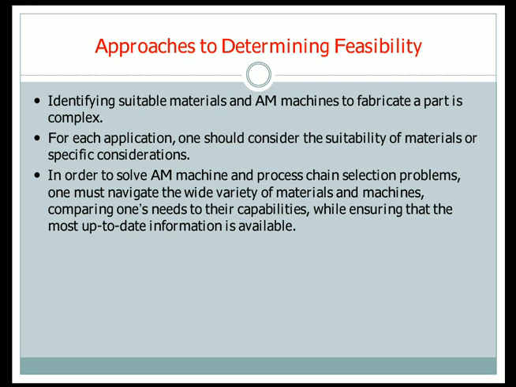In order to solve additive manufacturing machine and process chain selection problems, one must navigate a wide variety of materials and machines. So before proceeding with any process, we need to discuss all the processes and materials available. We have to compare needs to their capabilities. So we have to compare all the machines, and we have to check their capacities while ensuring that the most up-to-date information is available. If we compare, we will come to know which machine is better, what is the most suitable method to be employed to manufacture, when we are comparing the processes of manufacturing which are available in the facilities.